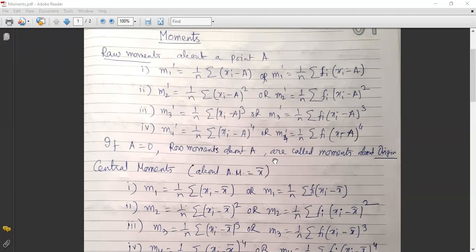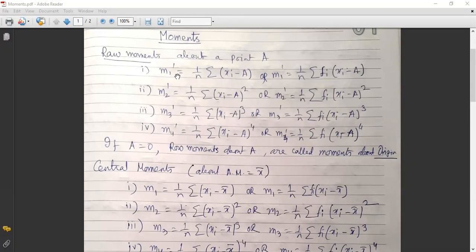Kurtosis and skewness identify or differentiate two data sets that have the same arithmetic mean and same standard deviation but different skewness and different kurtosis. Okay, to learn kurtosis and skewness, first we have to know what is moment. So let us start.